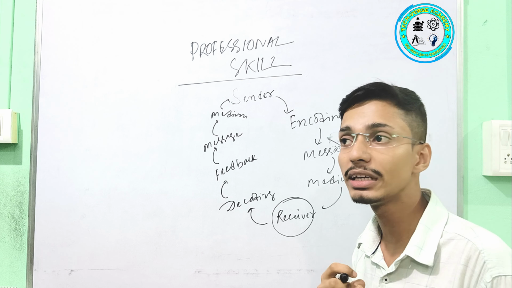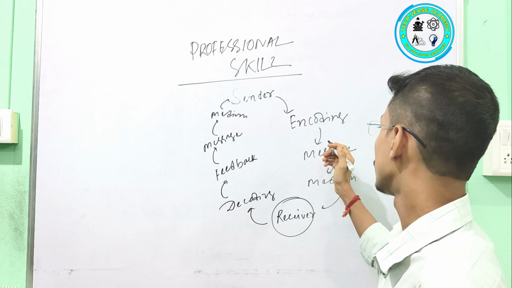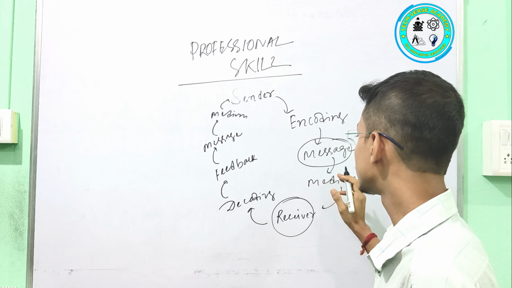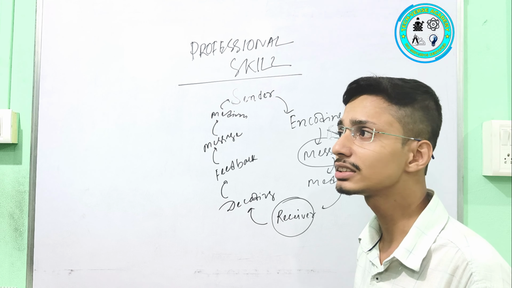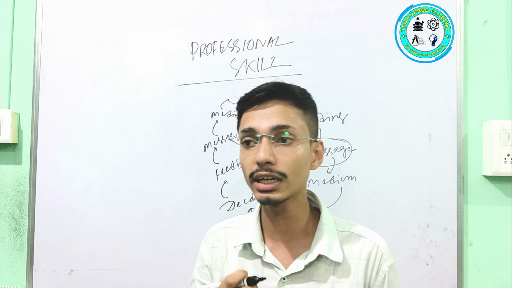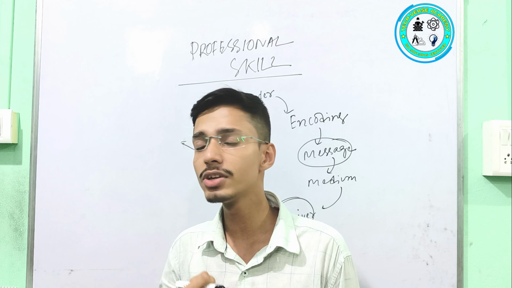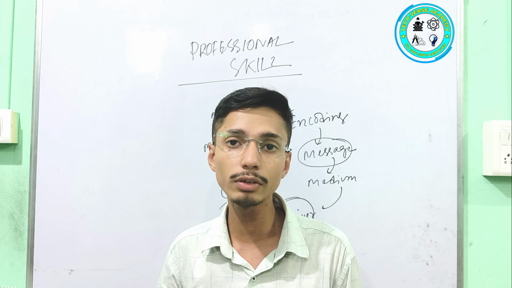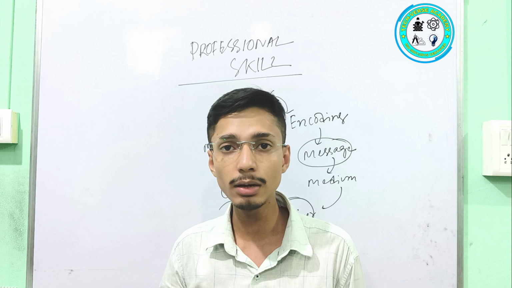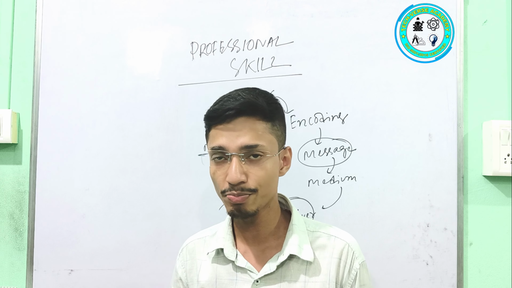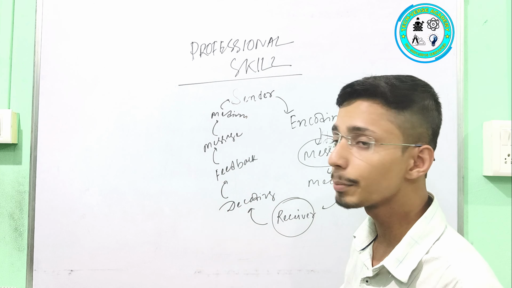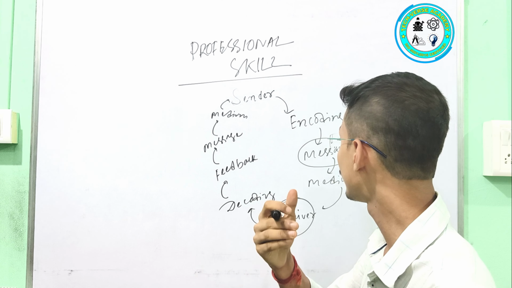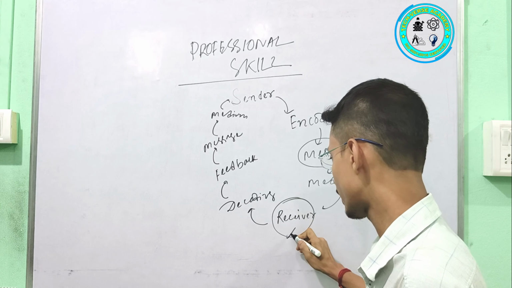After encoding the message, the sender sends it through a medium. Medium means the way through which we can convey our thoughts. It may be a verbal medium, a non-verbal medium, a written medium, an oral medium, etc. So suppose the sender sends a message through encoding via a medium to a receiver.